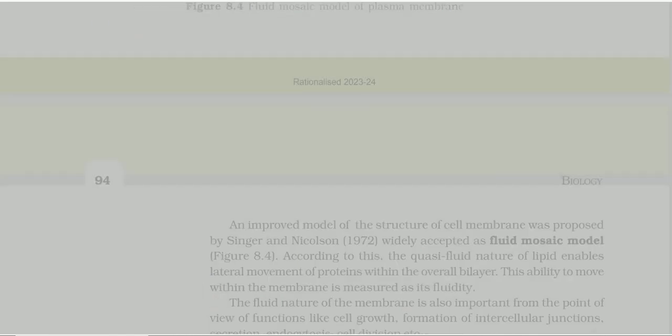Figure 8.4 Fluid mosaic model of plasma membrane. An improved model of the structure of cell membrane was proposed by Singer and Nicholson, 1972, widely accepted as fluid mosaic model.